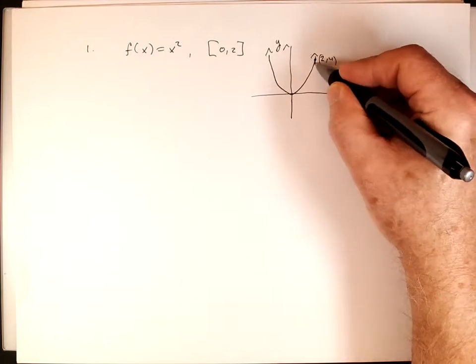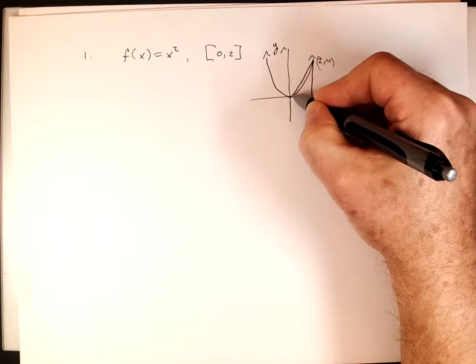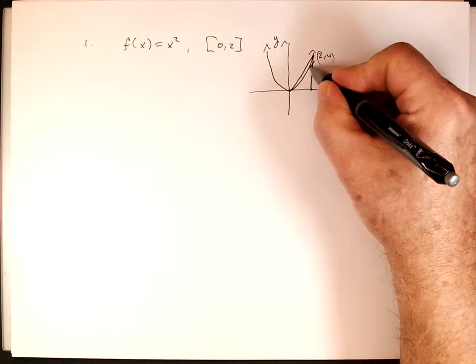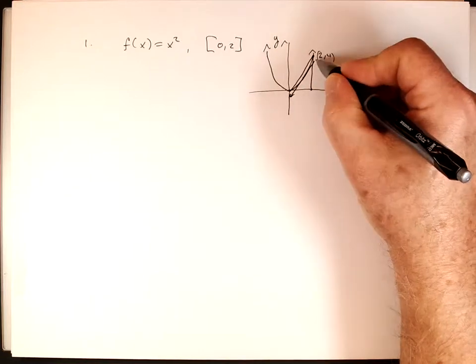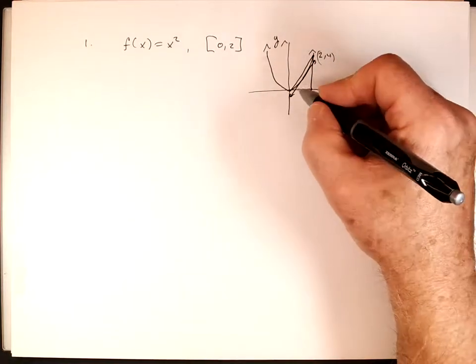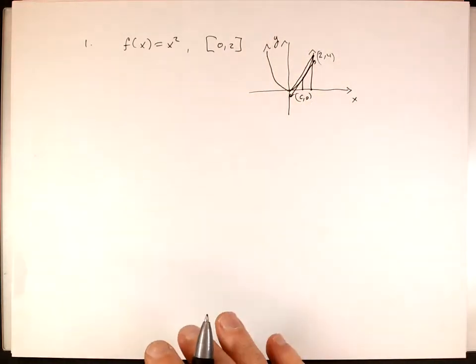All right, we have this interval from 0 to 2. This is the slope of the secant line here. And we're looking for that c value between 0 and 2, where the slope of the tangent line is equal to the slope of the chord. There is such a c. We know there is such a c. It's guaranteed to us by the mean value theorem.